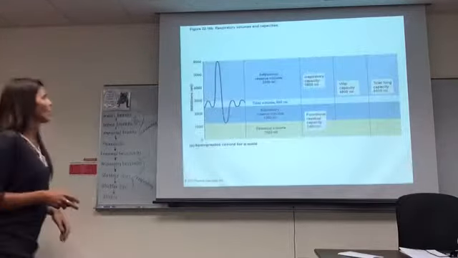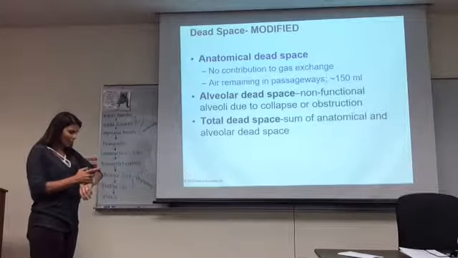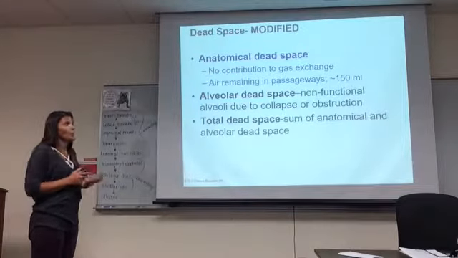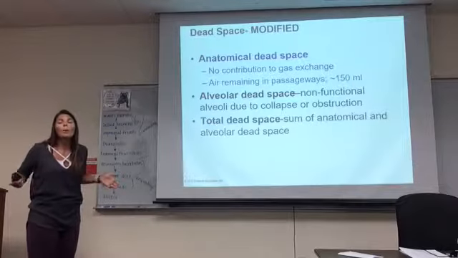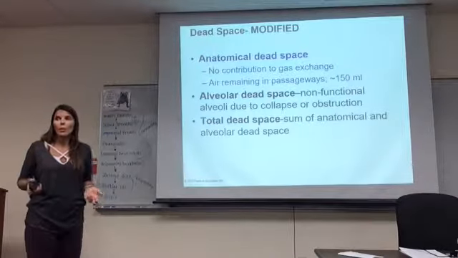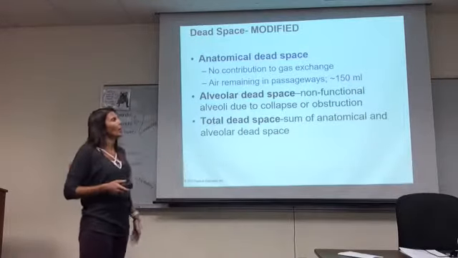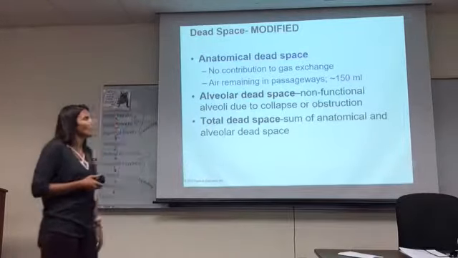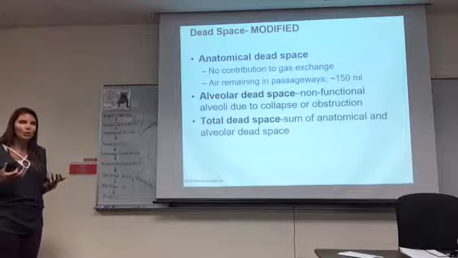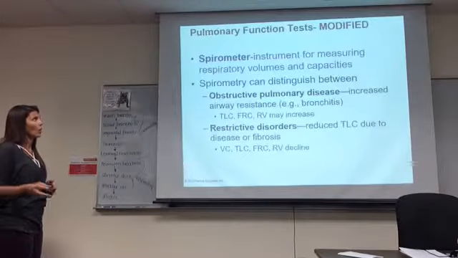Sorry. We won't go through this diagram because I'm trying to get us through as far as we can. Anatomical dead space is the part of your lung that's pretty much not doing anything. You can be perfectly healthy, but you still have anatomical dead space. So it mentions you have approximately 150 milliliters of air remaining in your passageways at any given time. So it's not 100% efficient. In fact, our bodies aren't at all.